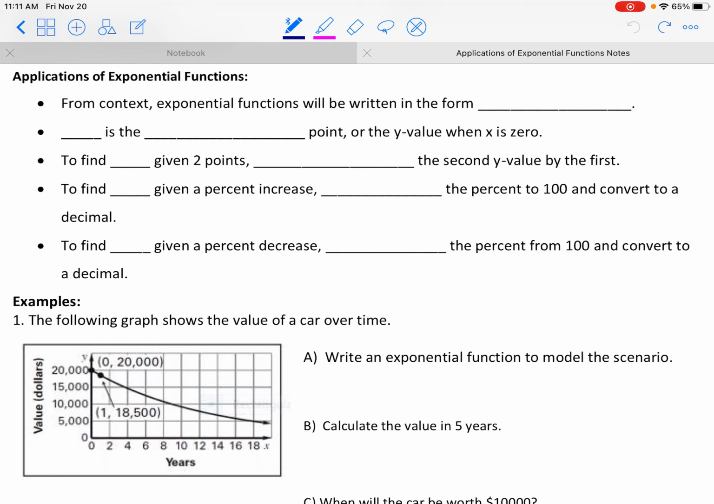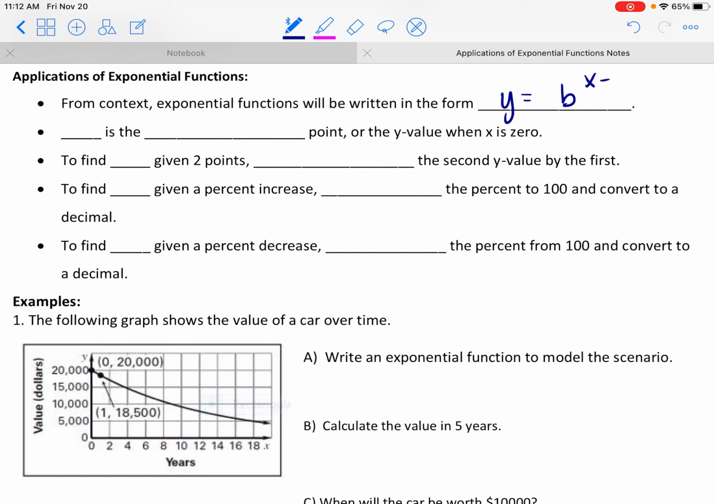So if we're looking at a contextual situation and something is increasing exponentially in value or decreasing exponentially in value, we should be able to write an exponential function to model that increase or decrease. And there's going to be a couple of different scenarios. Now remember what the parent function form of our exponential function was. We said y was going to equal some base to a power. So y equals b to the x power is sort of like our basic exponential model.